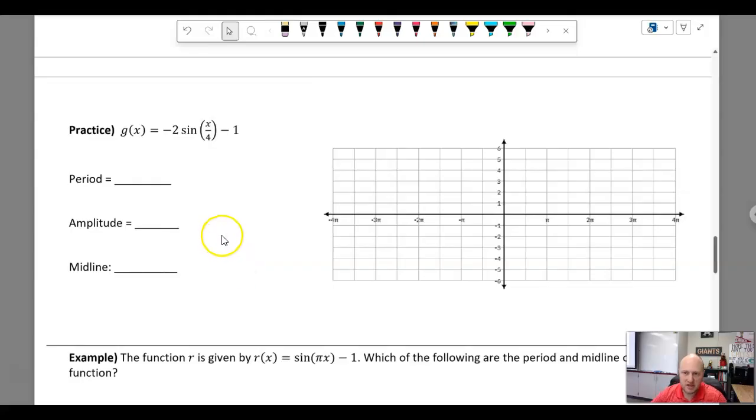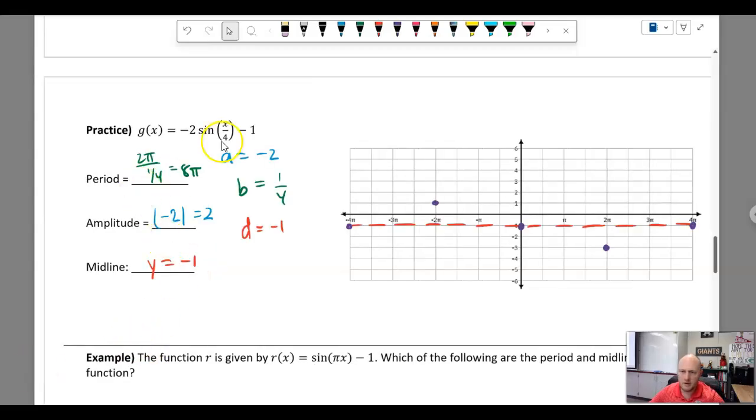Go ahead, please pause me, and then I'll show you the parameters and where you start on this one. All right, A value is -2. That means your amplitude's 2, but instead of going up for the sine function from the midline to the maximum, you're actually going to go down to the minimum. Okay, your b value is 1/4, so that actually elongates our period. We have 8 pi, so 2 pi divided by 1/4 is 2 pi times 4, 8 pi. And your midline's at -1, so we're shifted down.